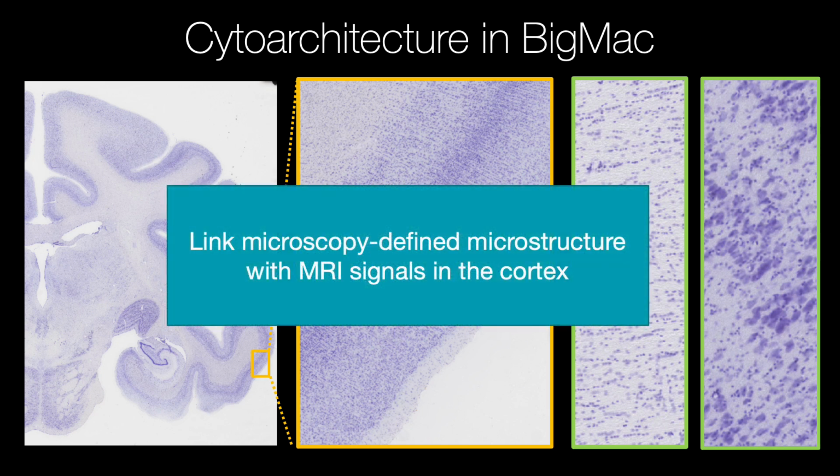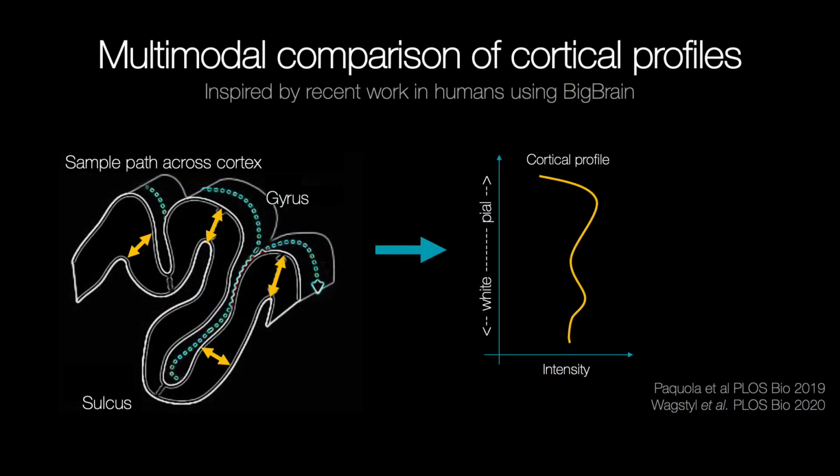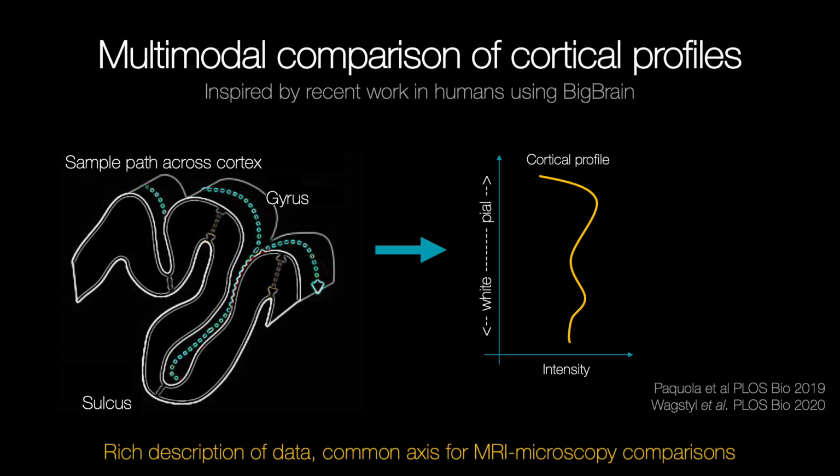So the aim of this work is to utilise BigMac data to link microscopy-defined microstructure with MR signals in the cortex. Our method utilises the natural organisation of the cortex to extract a series of cortical profiles which extend from the white grey matter surface to the cortical edge. This is a powerful method for multimodal comparisons, as these 1D profiles provide both a rich description of the data and a common axis along which MRI and microscopy data can be meaningfully compared.